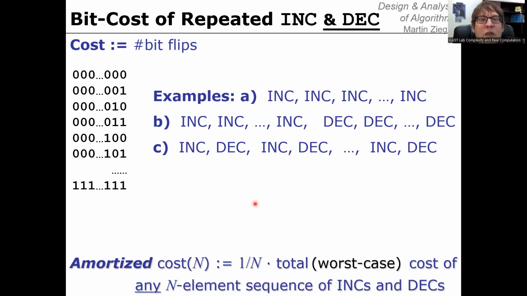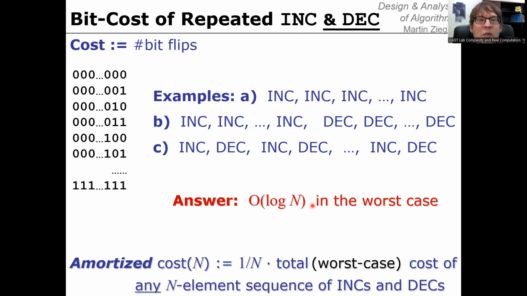Previously we analyzed the amortized worst case cost of only increment, and we saw that this is constant. This is 2. But now our new binary counter supports increment and decrement, and here it turns out that the amortized cost is larger. It is as bad as the worst case cost, namely it is logarithmic.